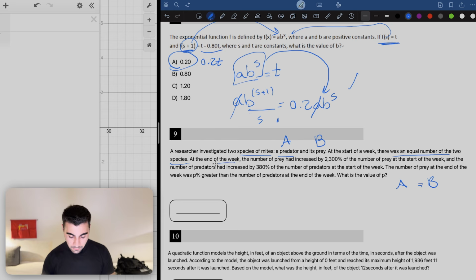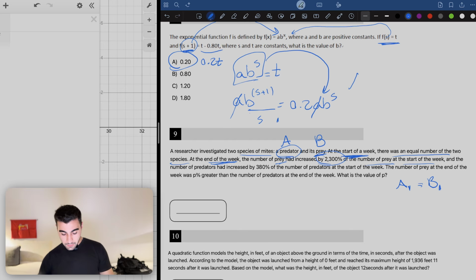At the end of the week, we also have the second situation, where the number of prey had increased by this much percent of the number of prey at the start of the week. So let's call the end of the week number 2 and the start of the week number 1. The number of predators at the beginning of the week is A1, at the end of the week is A2. The number of prey at the beginning of the week is B1 and at the end of the week is B2. Simple, right? At the start of the week, there was an equal number of two species, so A1 was equal to B1.